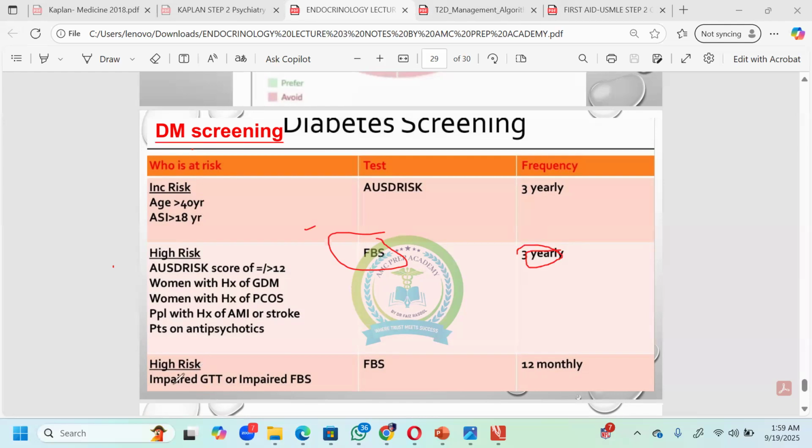And in high risk, with impaired glucose tolerance or impaired fasting blood glucose, every 12 months we will do fasting blood glucose. But in the group with score greater than 12, we will do the test every 3 years. But in the aboriginal population, these screenings start from the age of 18 years. Doctors, is it okay? Does everyone understand?